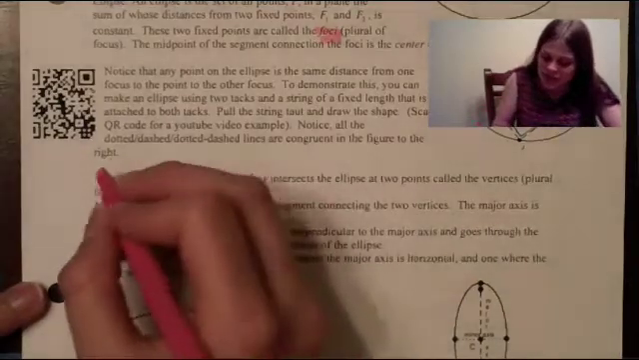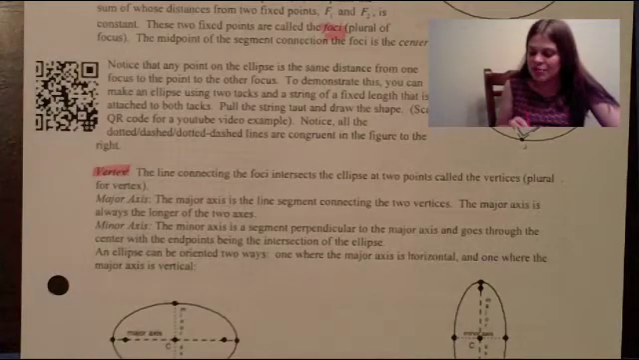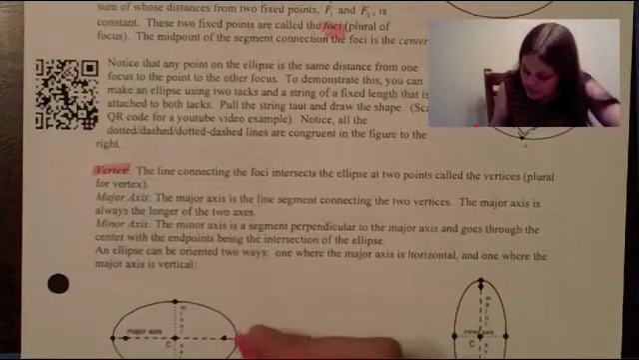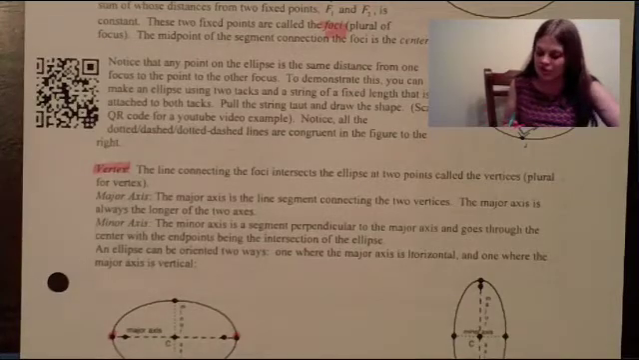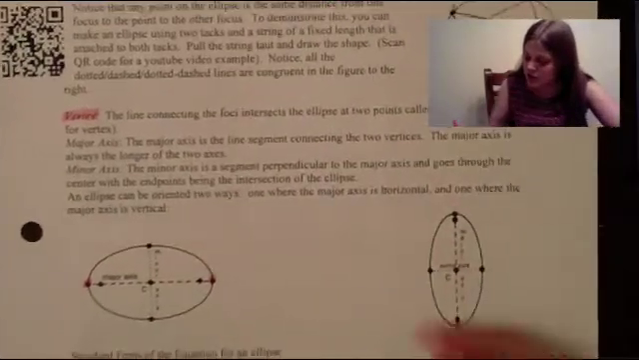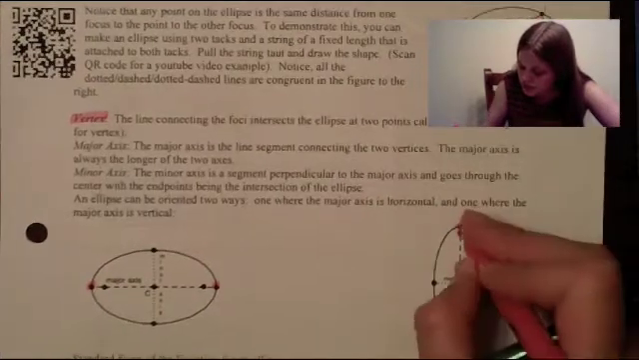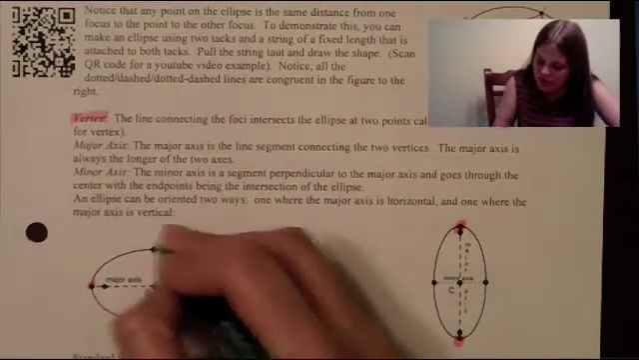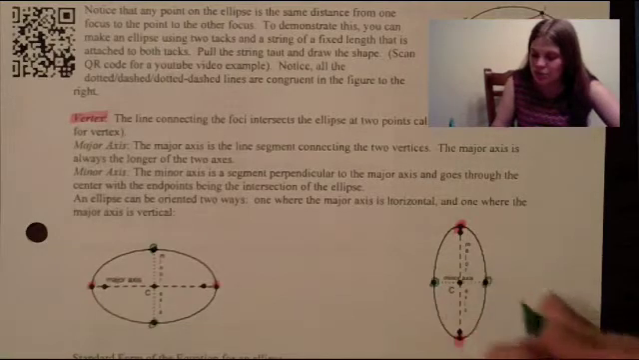The vertex, the line connecting the foci intersects the ellipse at 2 points called the vertices. So we have this right here is a vertex, and this right here is a vertex. Remember, vertices is plural of vertex. Okay. On the other picture that we have, this would be your vertex, and this would be your vertex. Okay. I'll refer to these other 2 points as vertices as well. Your book does not refer to them as vertices, but they are still important points.